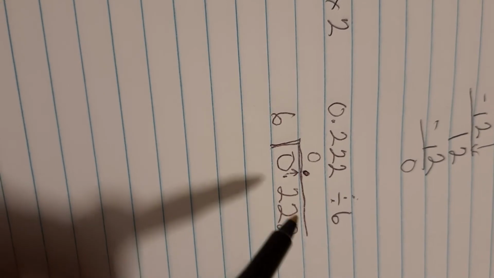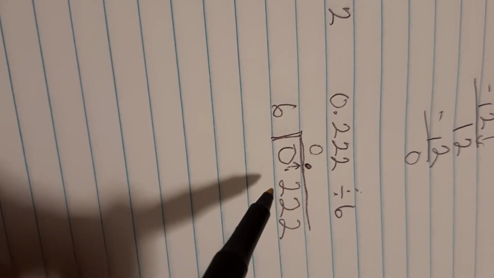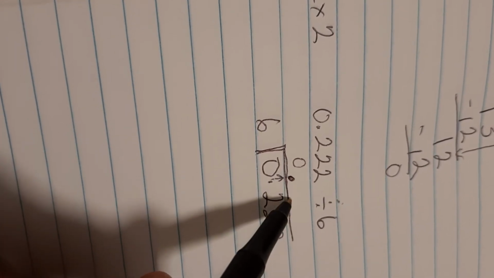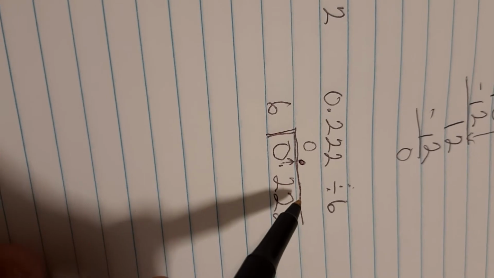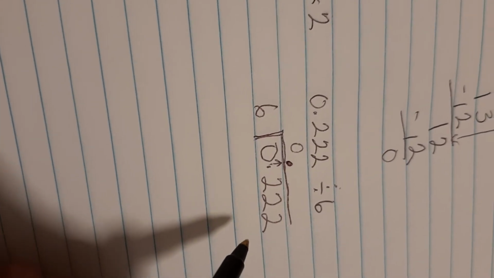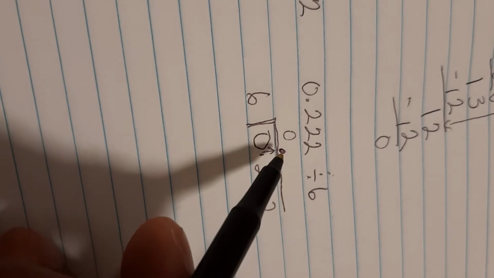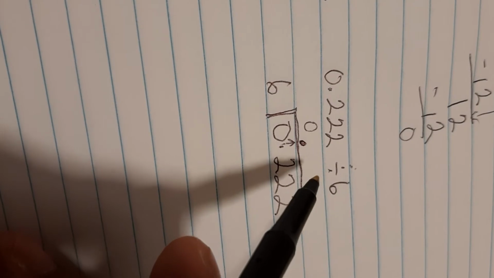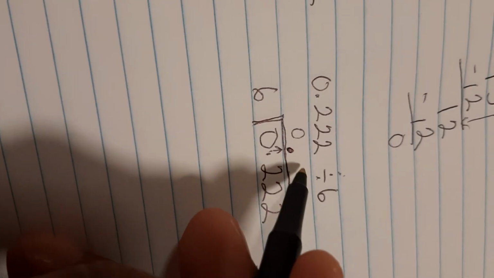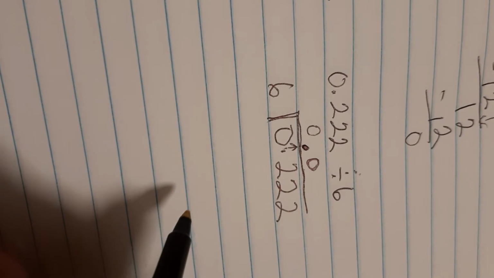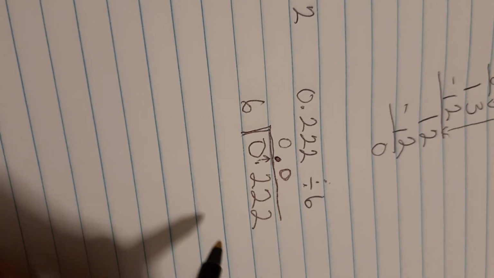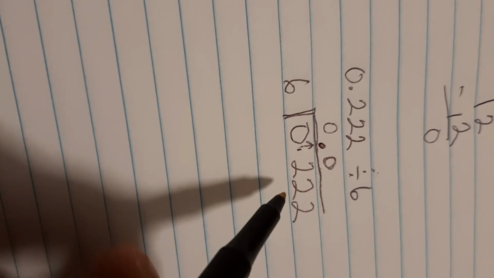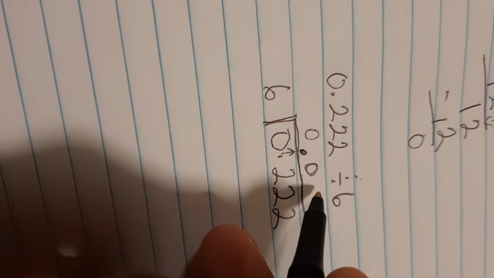Let's look at this 2. Can 6 go into 2? It cannot. So when you are moving to the right side of a decimal, you can put zeros in as placeholders, right? So since there's nothing I can multiply times 6 that's going to make 6 go into 2, I'm going to go ahead and put a 0 here as well. So now let's look at how many times 6 can go into 22. Oh, that can work. 6 can go into 22 3 times.